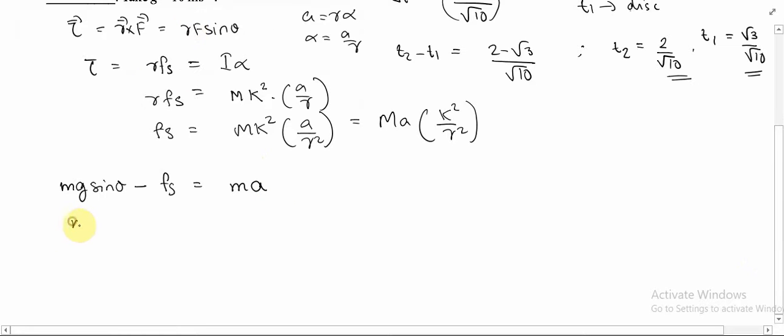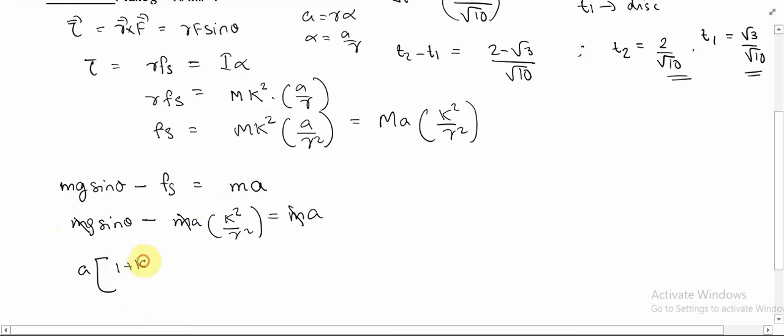So this will be mg sin theta minus ma k square divided by r square is equal to ma. Can cancel the m's, and we can take this term to this side. So this will be a into 1 plus k square divided by r square is equal to g sin theta, or we can write a is equal to g sin theta divided by 1 plus k square divided by r square.